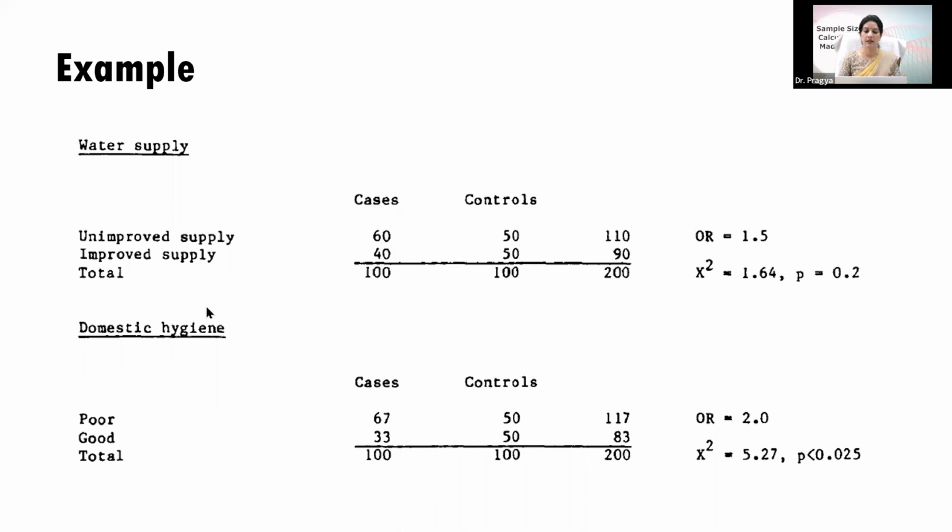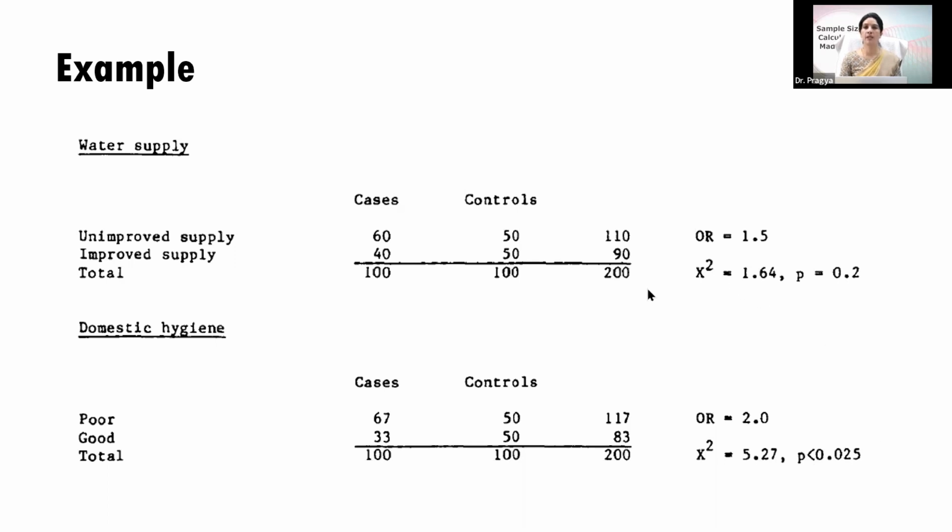Similarly, there was another study on hygiene. There is poor domestic hygiene and good domestic hygiene, and you can see the distribution of cases and controls here. In this case, the odds ratio is 2, and the p-value from the chi-square is 0.025. In a 2x2 table, we test significance by the chi-square also. You can have a confidence interval of the odds ratio too, but generally they used to do it with the chi-square. So you can see its significance.